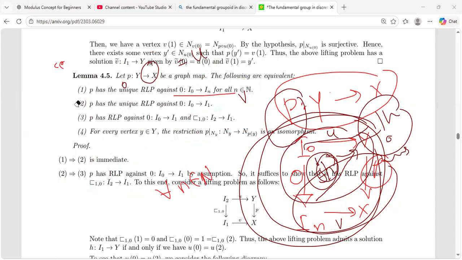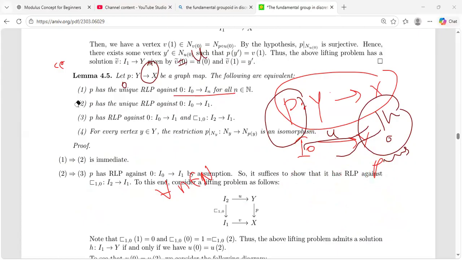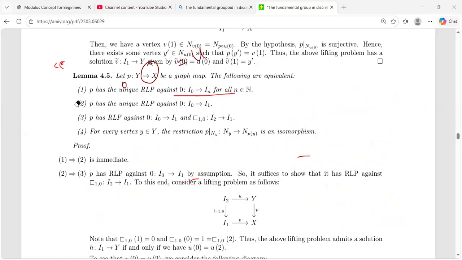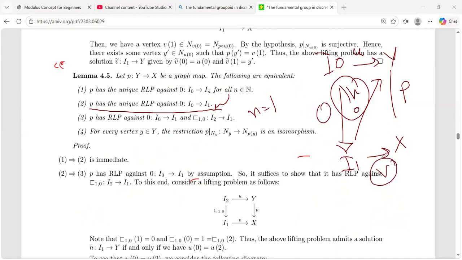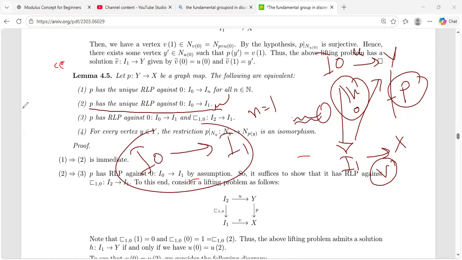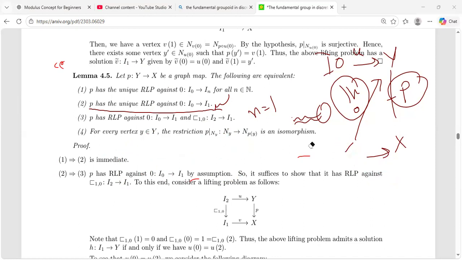Okay, let's read the second statement, which is related to the first statement. P has a unique right lifting property against the map I0 to I1, that is, for n equal to 1. This is similar to the previous statement. For n equal to 1, this is the U map and this is the V map, and there exists a unique lift, with this the zero map. So we can say P is a local isomorphism if P has a unique right lifting property against this graph map from I0 to I1.